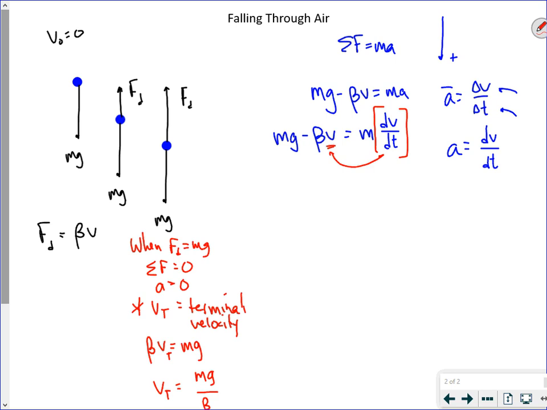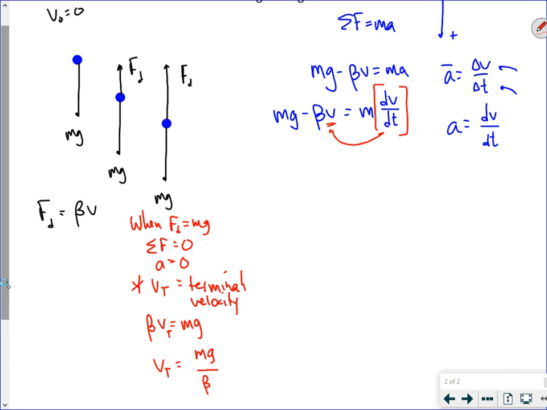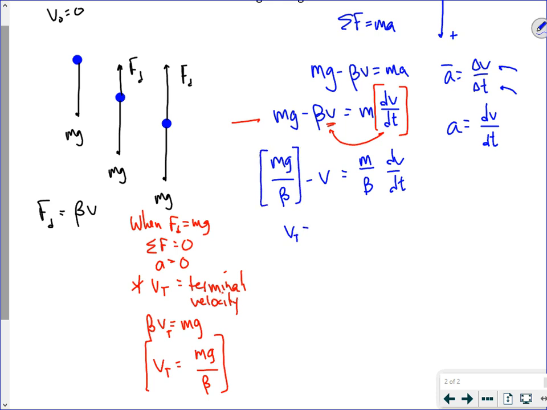Now, I'm going to employ the fact that we have an expression down here for vt. All right, and I can make this include that expression if I take all these terms and divide by beta. Then I get mg over beta minus v. It's kind of a bonus to get v all by itself, is m over beta times dv dt. All right, and then I can just rewrite this as vt. This is vt. And it just kind of cleans up our expression a little bit.